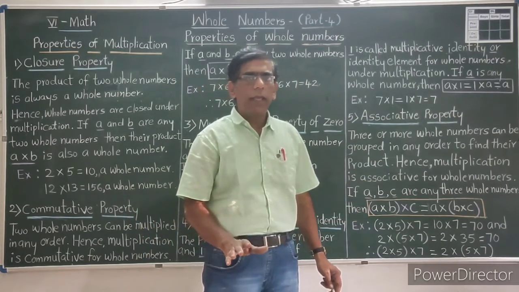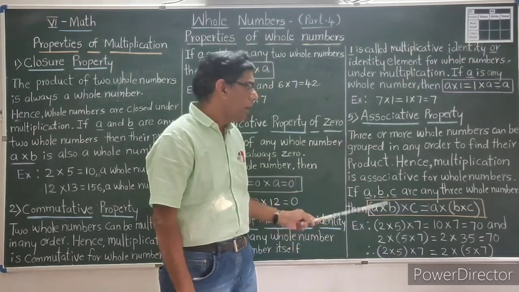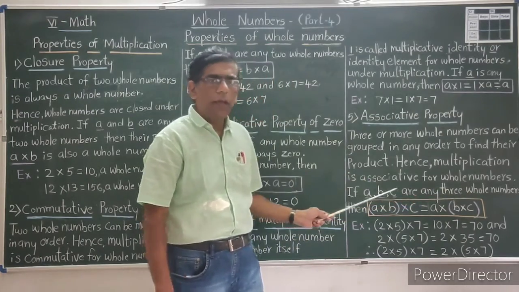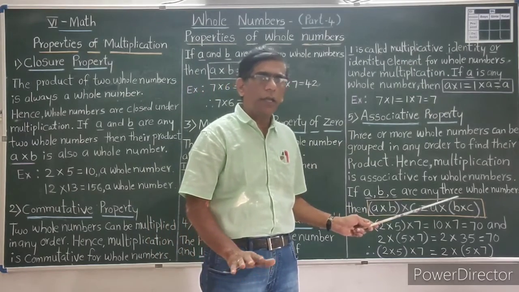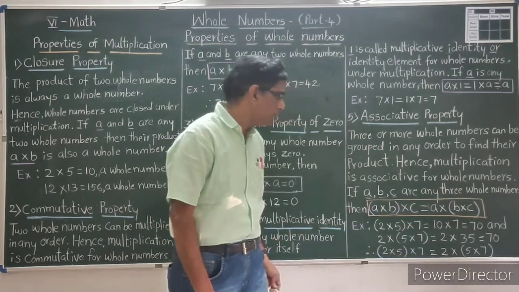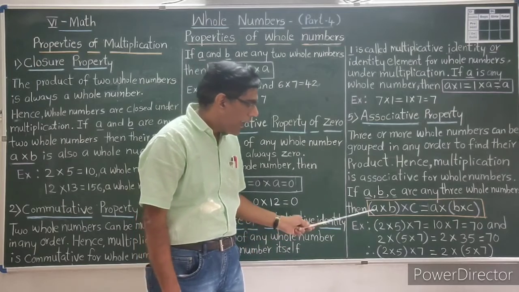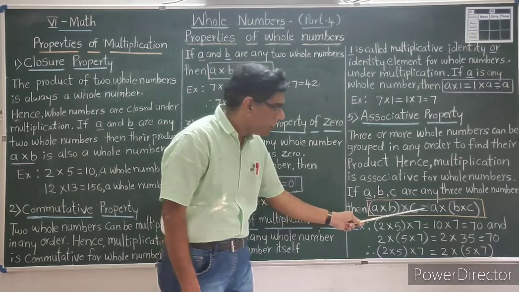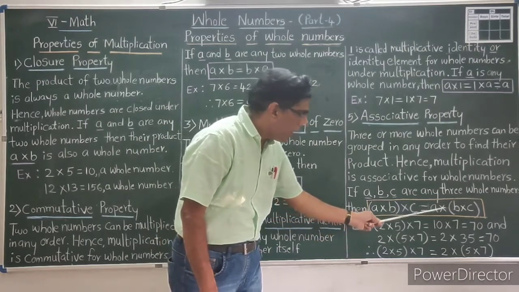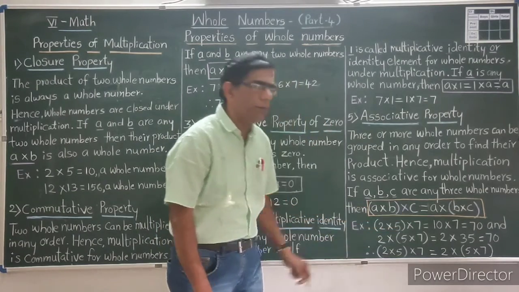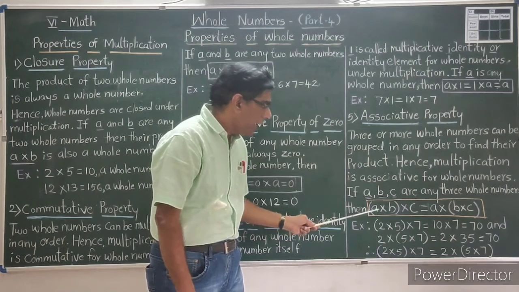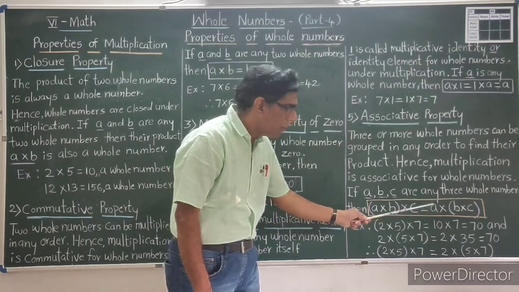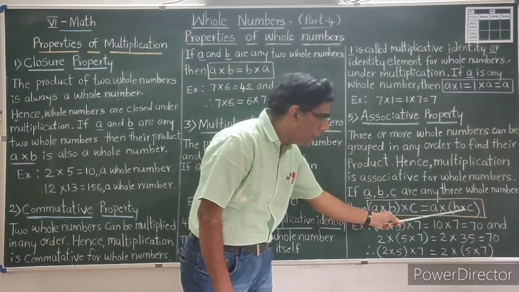If A, B, C are any three whole numbers, then (A into B) into C is equal to A into (B into C).